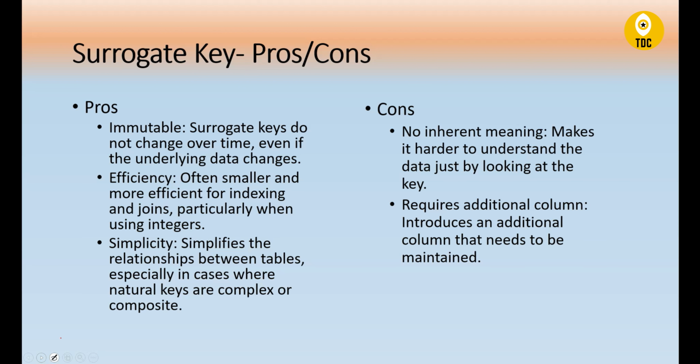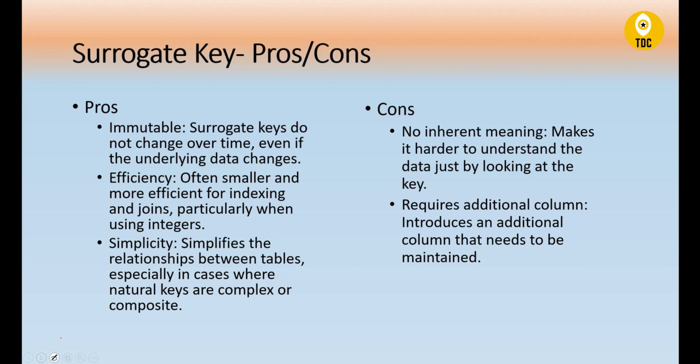And what are the cons, right? No inherent meaning makes it harder to understand the data by just looking at the key. Because whenever you see a product transaction table or a product table which has a surrogate key, it will just keep on adding values like 1, 2, 3, 4, till 1000, 10,000, whatever. So there is no naming convention, there is no ID convention, there is nothing.